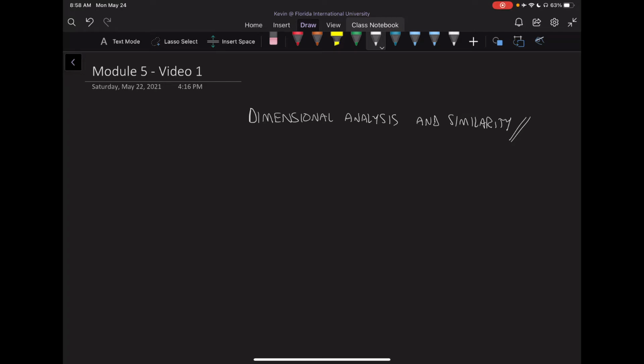In Module 5, we're going to be discussing dimensional analysis and similarity. And this is Chapter 5 in your textbook. Now, dimensional analysis and similarity discusses essentially the planning, presentation, and interpretation of experimental data. So previously we had looked at analytical techniques to solving problems and mathematical techniques to solving problems. Now we're going to be studying how experimental data can be used, presented, and interpreted.